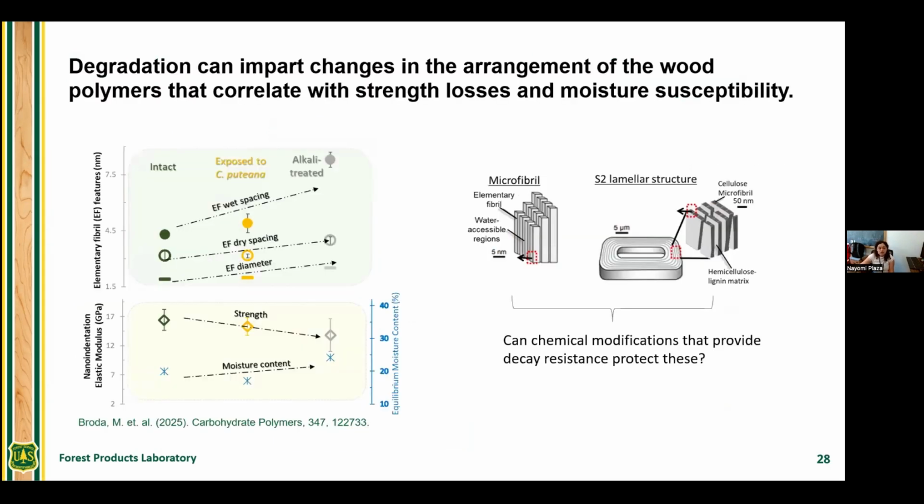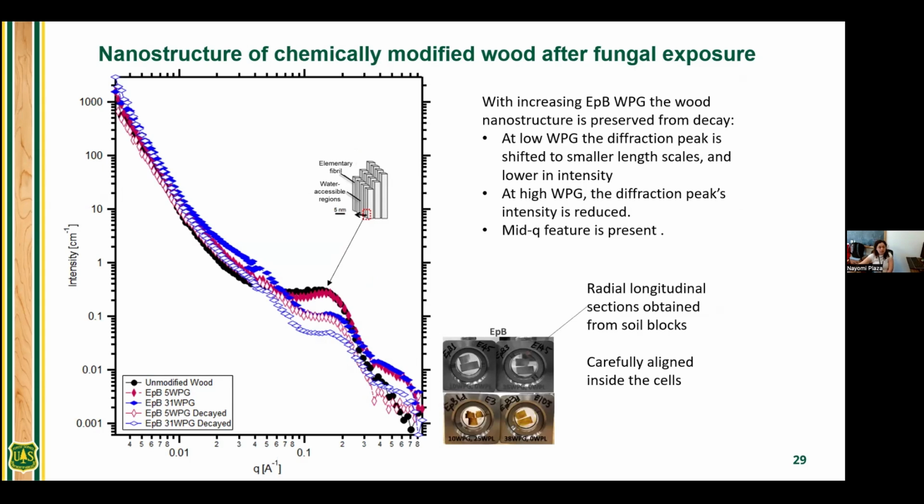So degradation can impart these changes, and we can measure them if we are careful, so that we can better understand how durability is being affected, how the moisture properties are being affected. So what about the chemical modifications? What did they do? We've also studied that, and we found that as a function of chemically modifying the sample, elementary fibril swelling would also change.